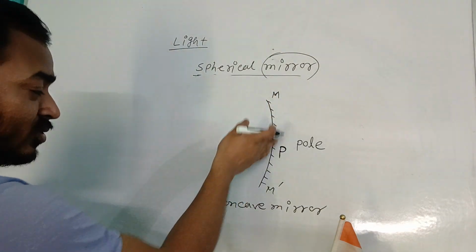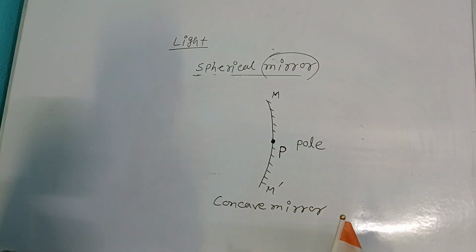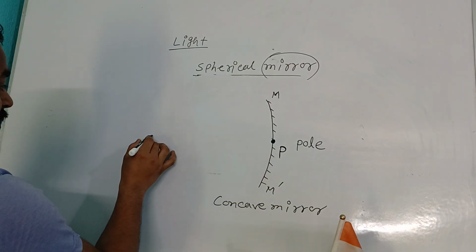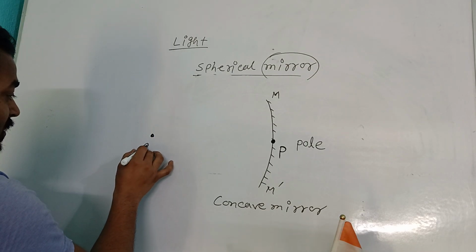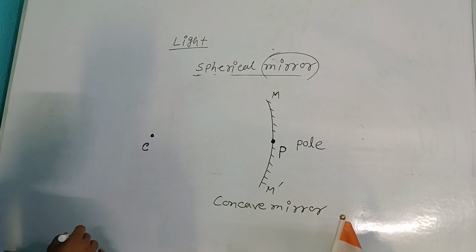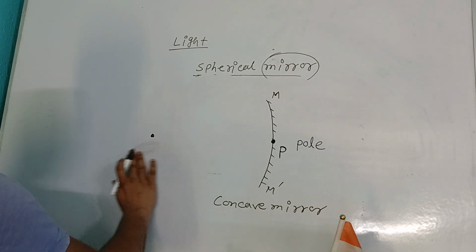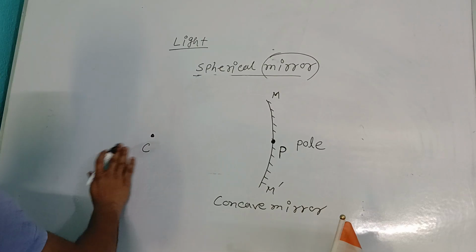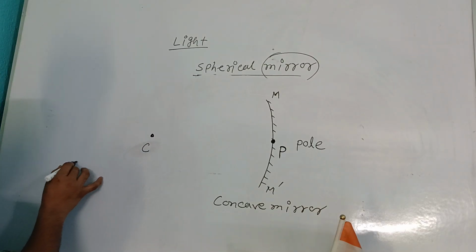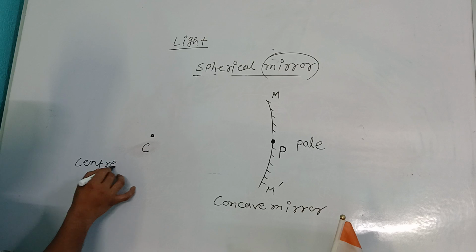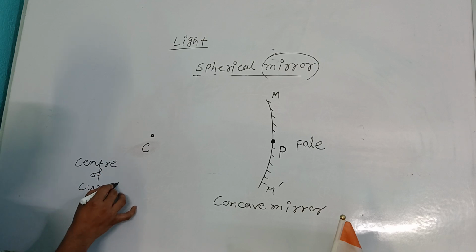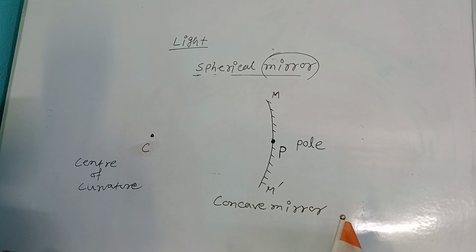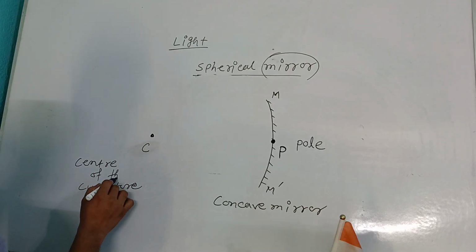This mirror is bound by a curvature. It has one center of curvature. So consider this is the center of curvature, and it is denoted as C. So what is C? C is the center of curvature.